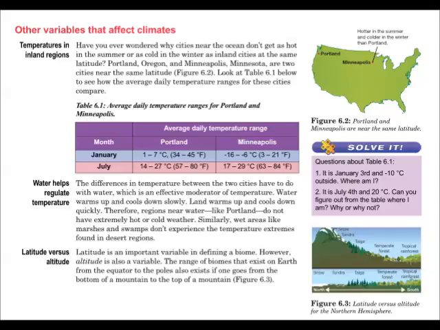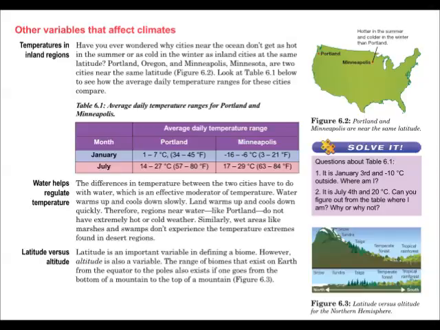Compare. The difference in temperature between the 2 cities has to do with water, which is an effective moderator of temperature. Water warms up and cools down slowly. Land warms up and cools down quickly. Therefore, regions near water, like Portland, do not have extremely hot or cold weather. Similarly, wet areas like marshes and swamps don't experience the same temperature extremes found in desert regions.